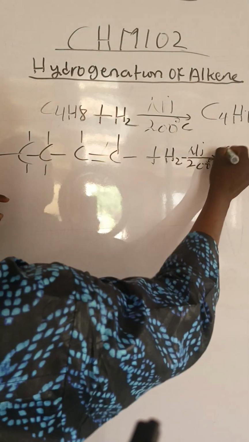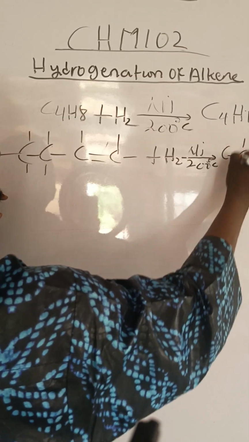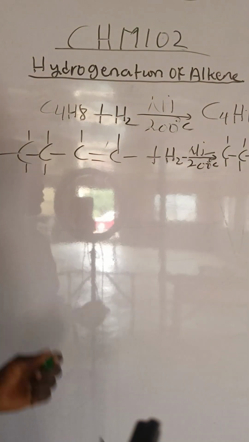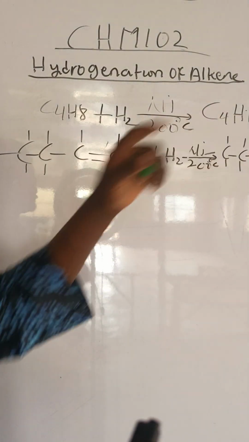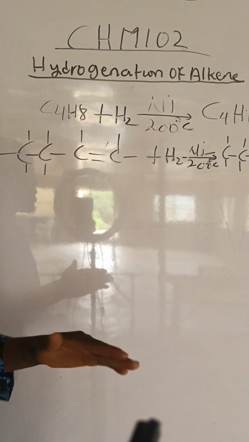Then you now draw the structure: 1, 2, 3, 4. That means you convert the double bond to a single bond. This one will now give us butane. If they don't bring it in the form of this, they can also bring it in terms of condensed formula.